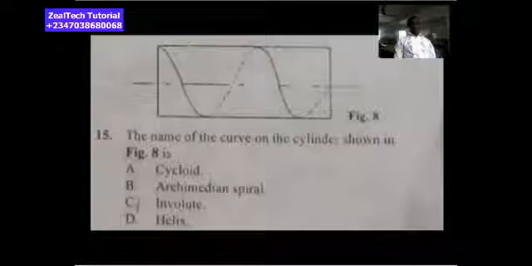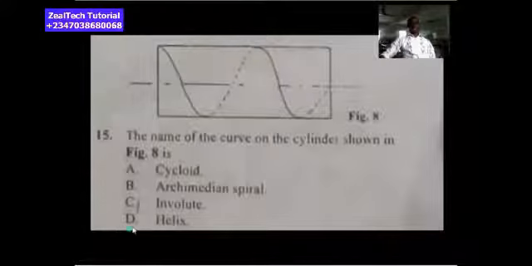Question number 15. The name of the curve on the cylinder shown in figure 8 is what? We have A, cycloid, no. B, Archimedes spiral, no. C, involute, no. The answer is not involute. And then D, the answer is helix. Why do we know it's helix?